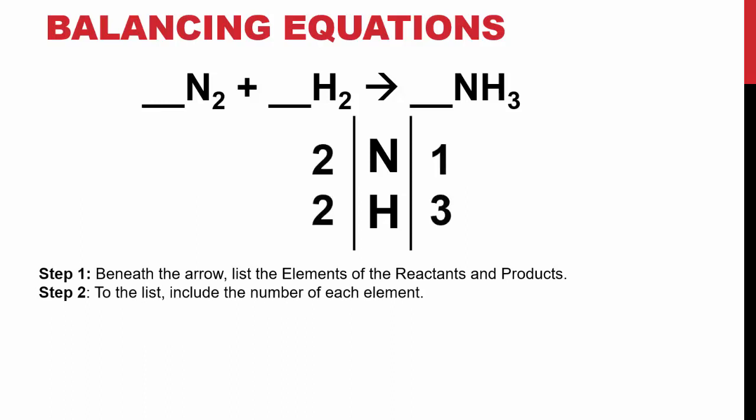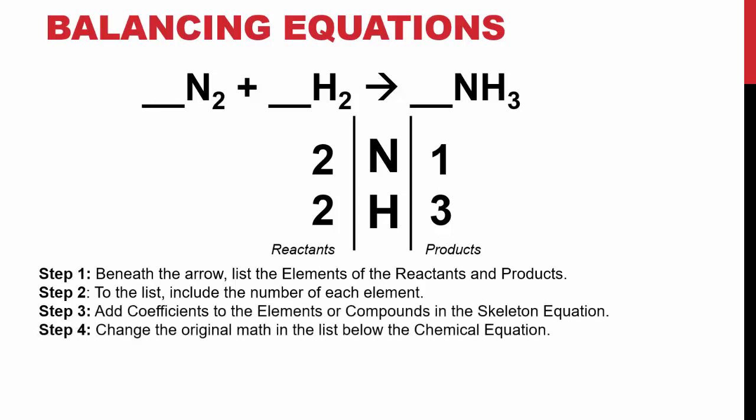So we have 2 nitrogens on the reactant side, 1 nitrogen on the product side. 2 hydrogens versus 3 hydrogens on the reactant and product side. Then we're going to add coefficients, and as we add coefficients to our skeleton equation, we're going to change the math of the list below. In most equations, it really doesn't matter which one you start with first, but it is very highly recommended that you never start with hydrogen first. So in this case, we're going to start with nitrogen, since that's the only other element.